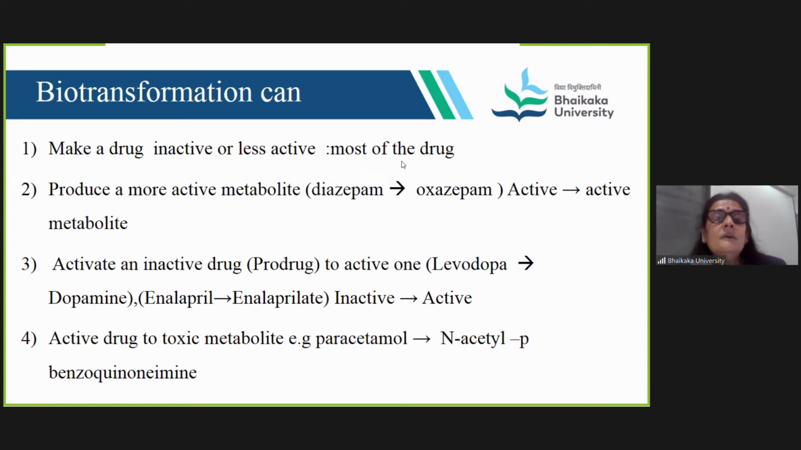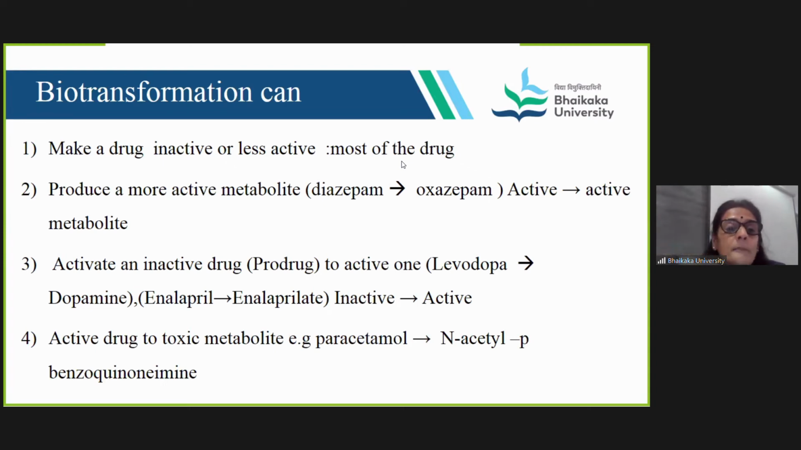Say for example, I have written here diazepam. Again, you all know that diazepam is a sedative hypnotic, or it can be given to a patient suffering from insomnia or sleep disturbance. So suppose diazepam is given to the patient; the characteristic of diazepam is that outside it is active, and after entering into the body it also produces active metabolites. Its active metabolite is oxazepam. Just now you remember the second point of biotransformation.